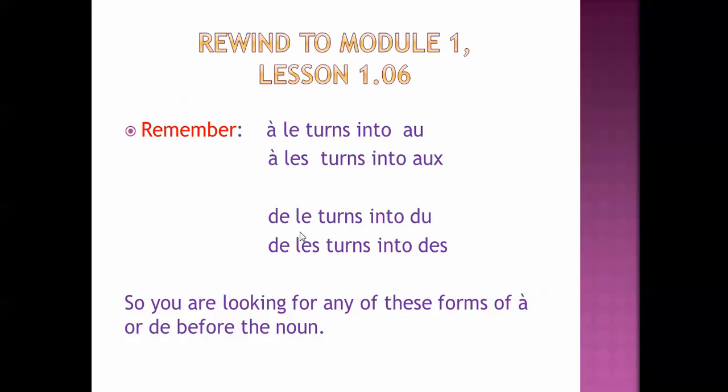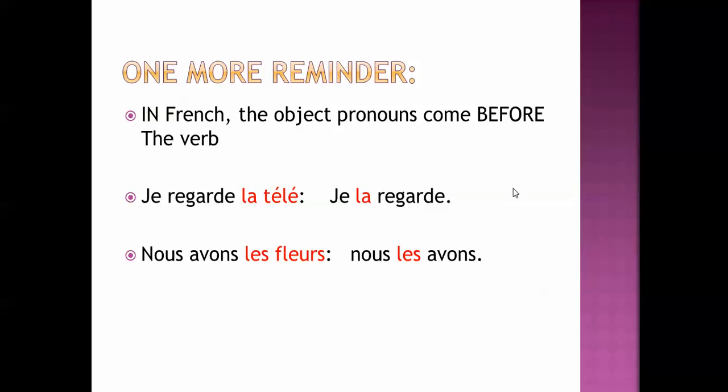De le, once again, can't say that. It turns into du, and de followed by les turns into des. So you're looking for any of these forms of à or de before the noun: au, aux, du, and des. If you don't remember this, take a minute and write this down. One more reminder, in French, object pronouns come before the verb.